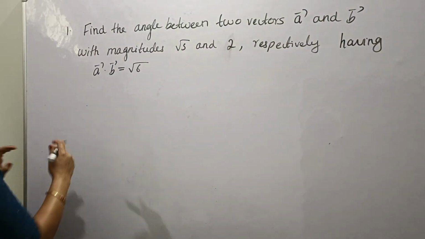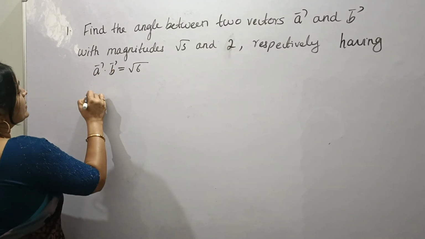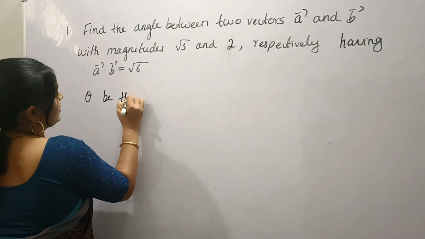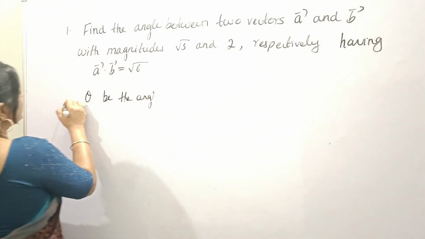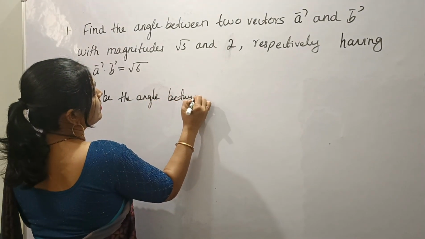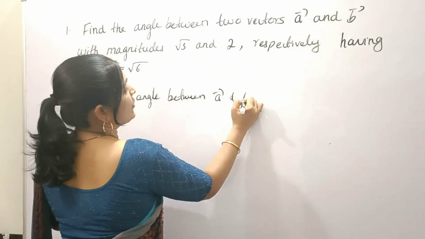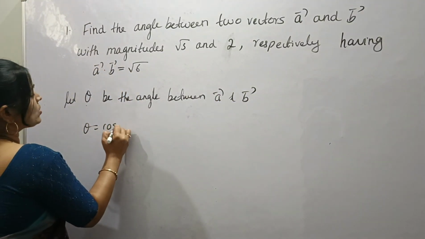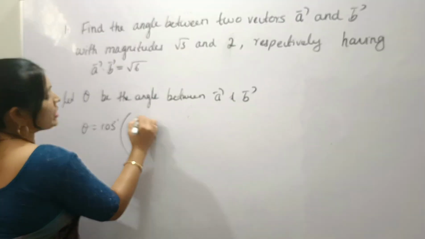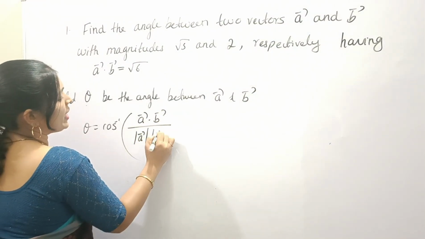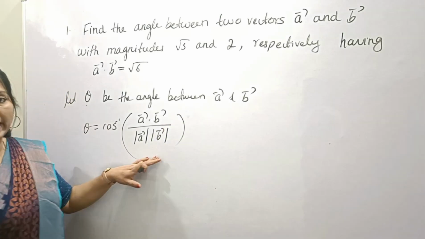Okay, so here let theta be the angle between vector A and vector B. We have theta equal to cos inverse of vector A dot vector B divided by modulus of vector A into modulus of vector B, right?